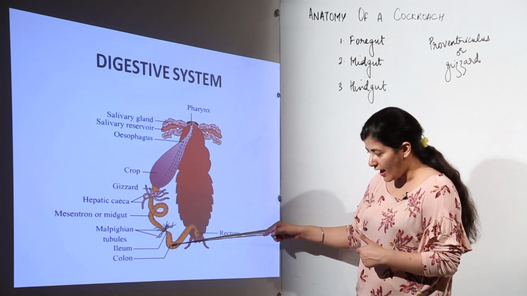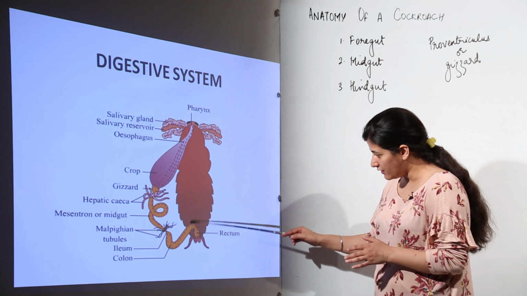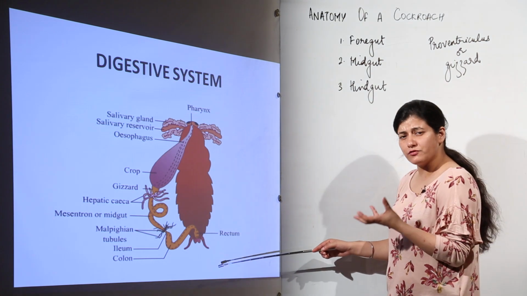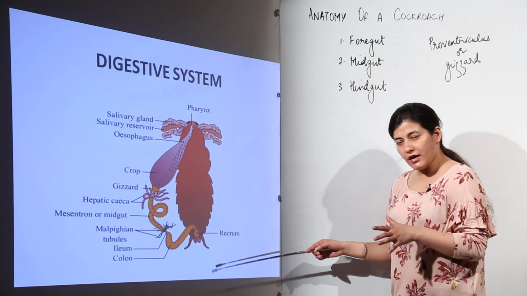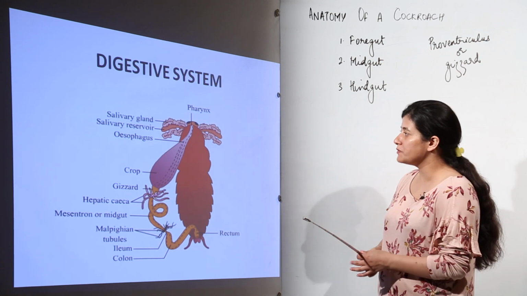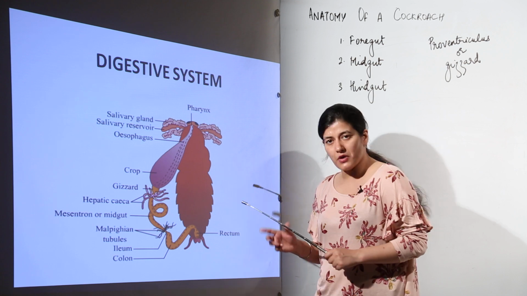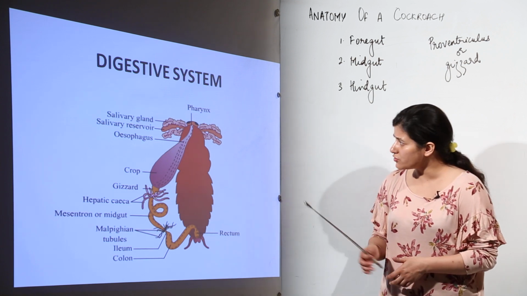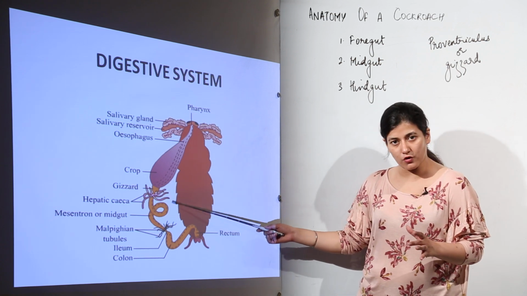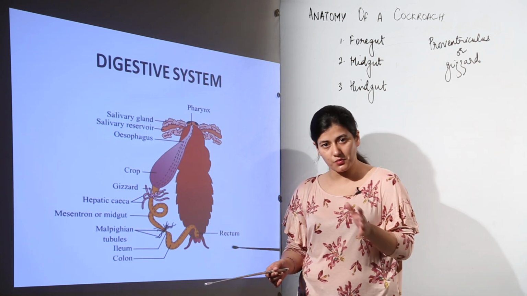Now coming to the hindgut, it has an ileum, then a colon, and at the end of the hindgut lies the rectum, where the fecal matter is stored for some time and thrown out of the anal opening. So this is about the digestive system. You have to remember these names and keep in mind what part lies where in terms of foregut, midgut and hindgut. Not to forget the salivary glands. So there are two secretory parts in the digestive system of the cockroach. One is excretory, and they do not have a separate urinary system as we people have.